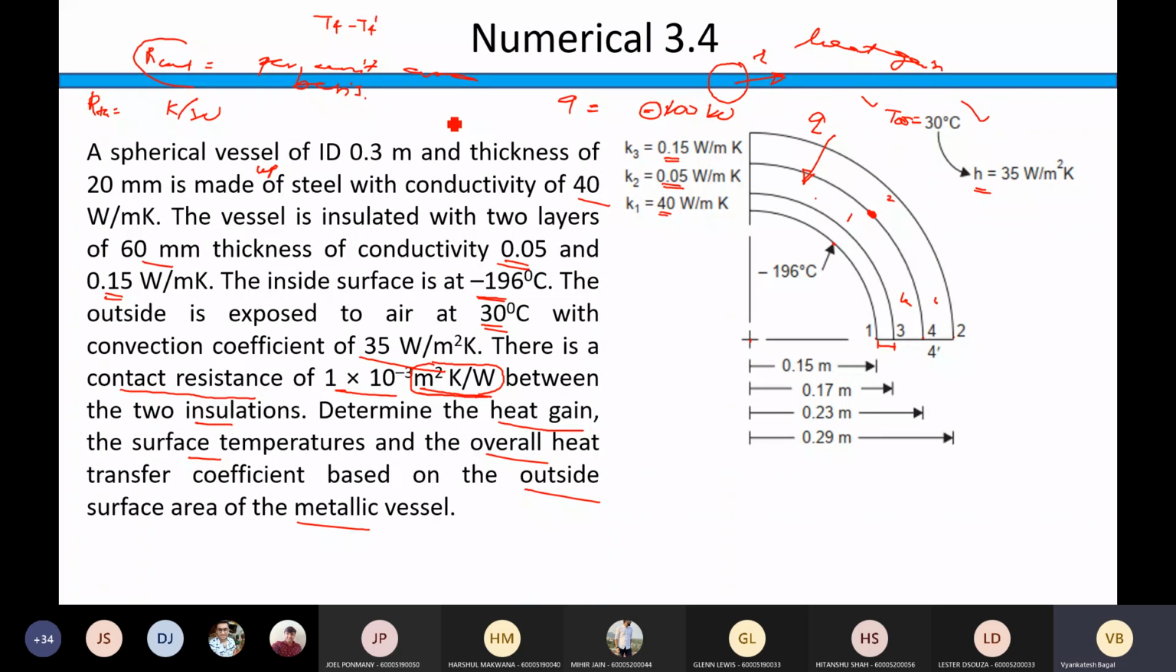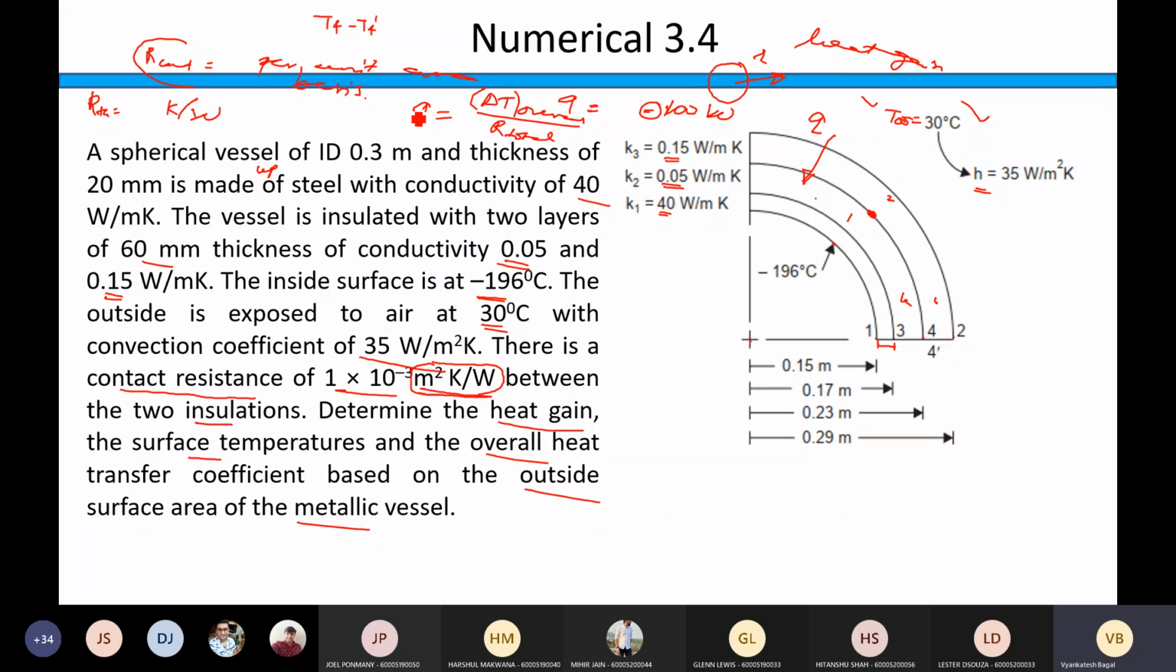Okay, fine. So find out this heat gain or the rate of heat transfer, and once you know the rate of heat transfer, then you can find out the rest of the things. This problem is similar to what we did in the case of the hollow cylinder or the composite cylinder. Nothing big in this. You should be in a position to solve. Only one equation is required to solve this, and that equation is Q is equal to delta T overall divided by R total.